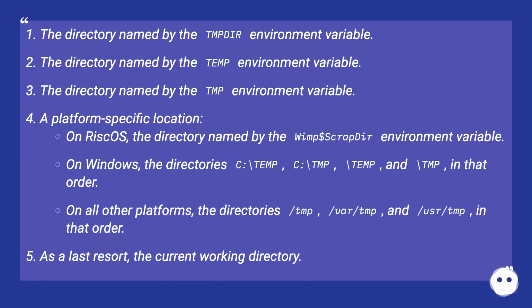For completeness, here's how it searches for the temporary directory, according to the documentation. The directory named by the TMPDIR environment variable, the directory named by the TEMP environment variable, the directory named by the TMP environment variable, a platform specific location: on RISC OS, the directory named by the Wimp$ScrapDir environment variable; on Windows, the directories C:\TEMP, C:\TMP, \TEMP, and \TMP, in that order. On all other platforms, the directories /tmp, /var/tmp, and /usr/tmp, in that order. As a last resort, the current working directory.